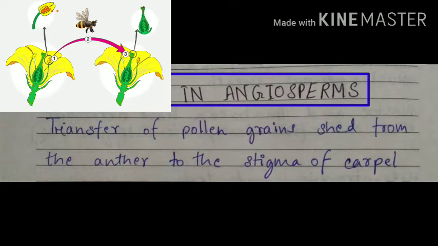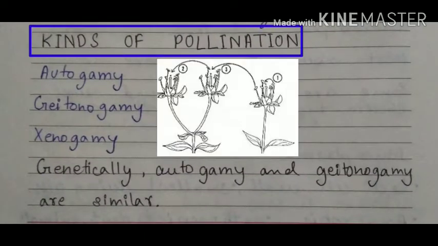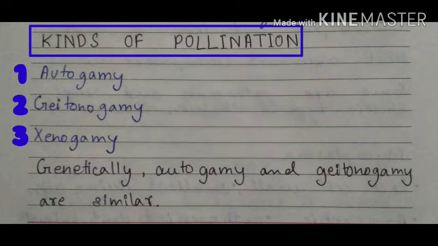That means when pollen grains are transferred from the male reproductive organ of a flower to the female reproductive organ, which is the carpel, that is called pollination. Pollination is mainly of three kinds: autogamy, geitonogamy, and xenogamy. Genetically, autogamy and geitonogamy are similar as they occur within the same plant.